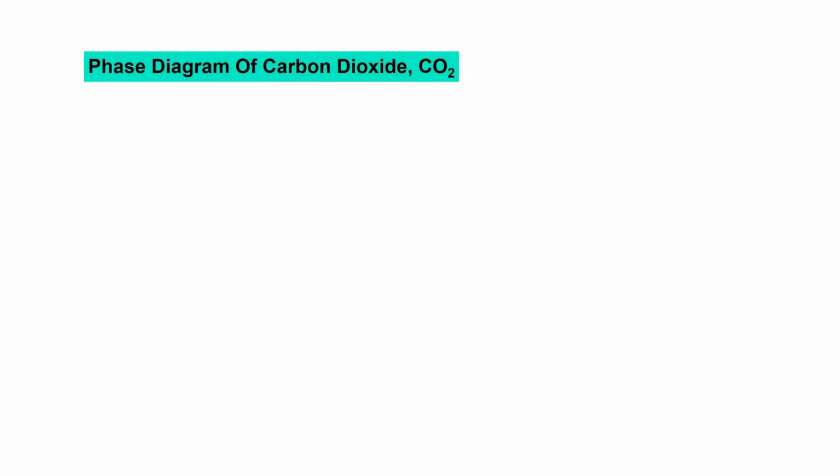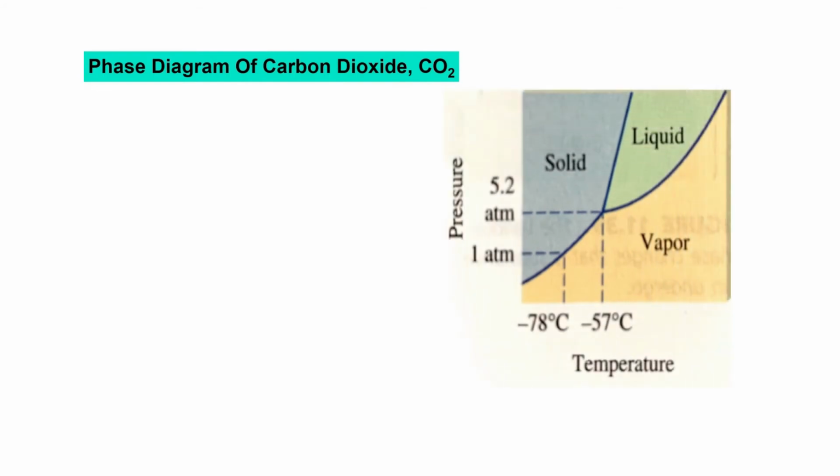So let's focus on the phase diagram of carbon dioxide. You can see the phase diagram on your right side. You can see the pressure here. We can see the temperature. Then you can see the solid, liquid, vapor. And you can see a few labels here: 5.2 atm at negative 57 degrees Celsius, 1 atm at negative 78 degrees Celsius. You can also see the labels AO, OB and OC here.